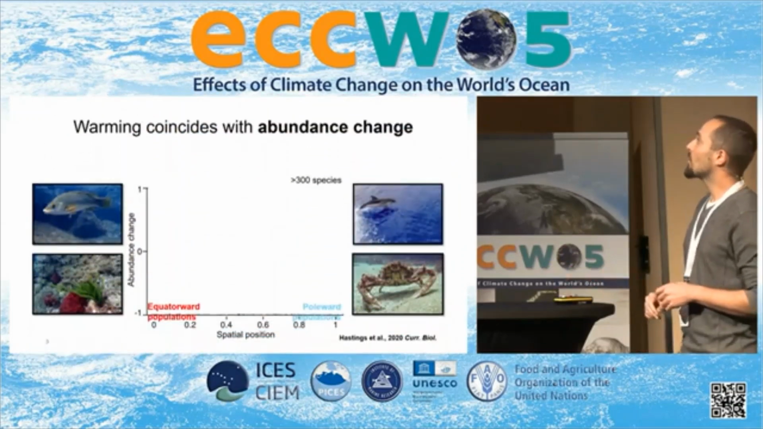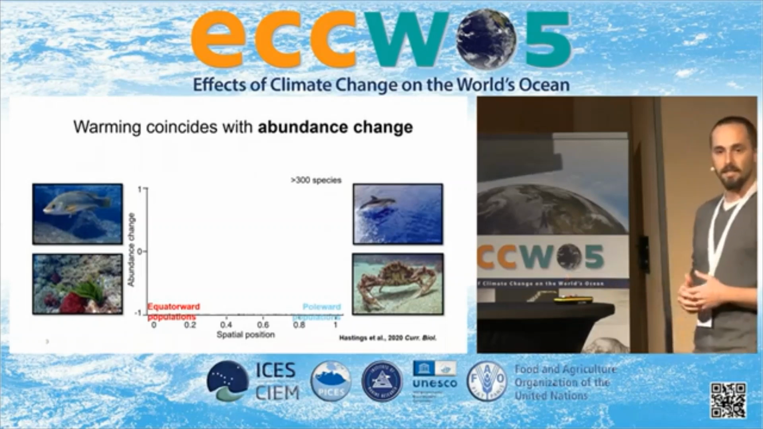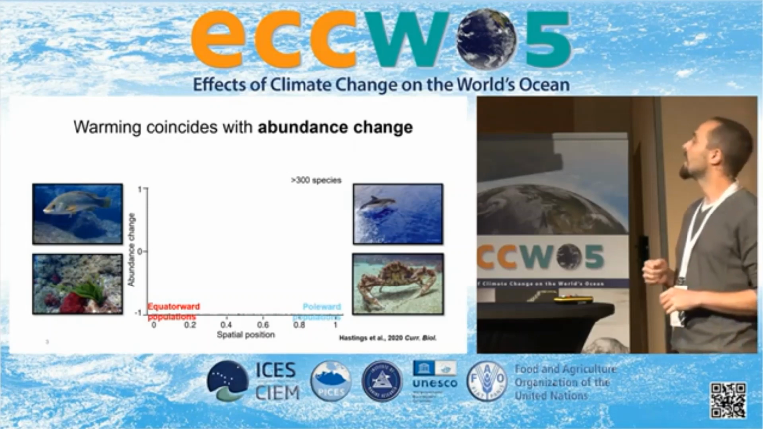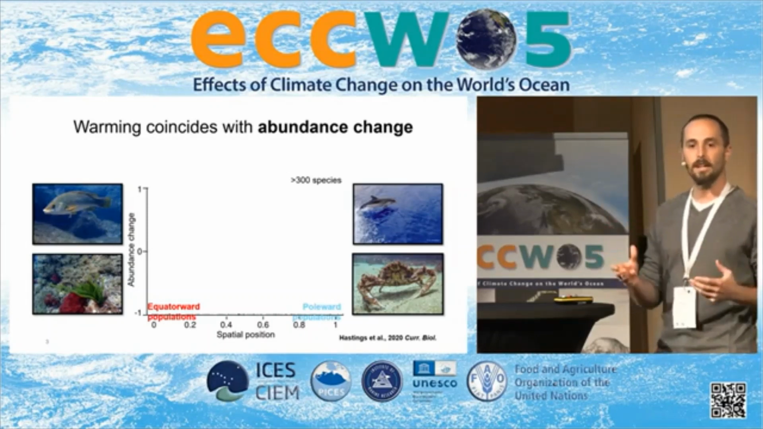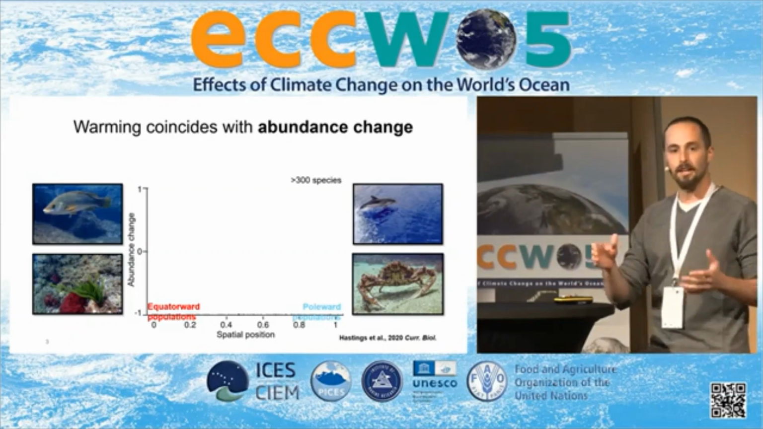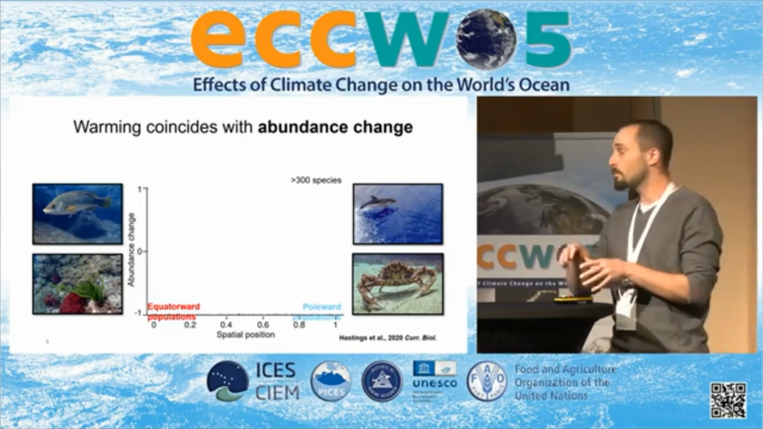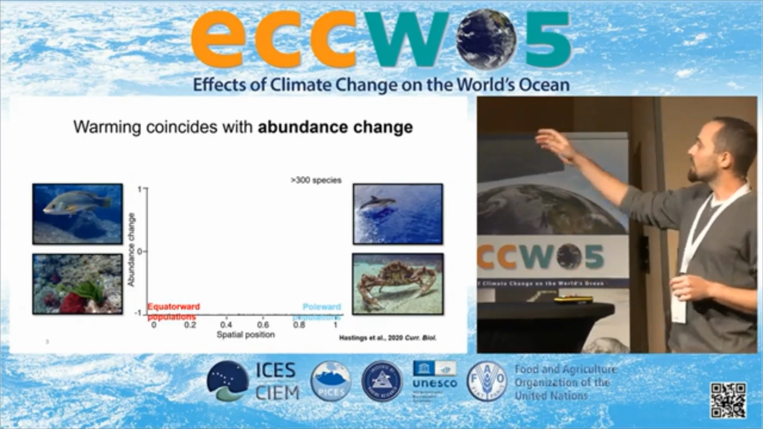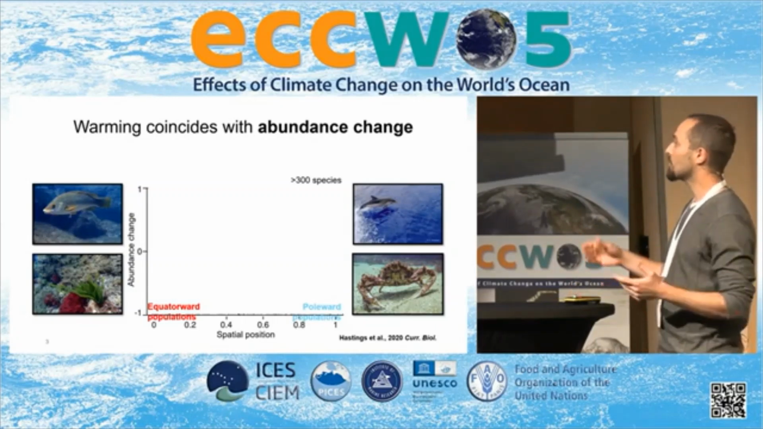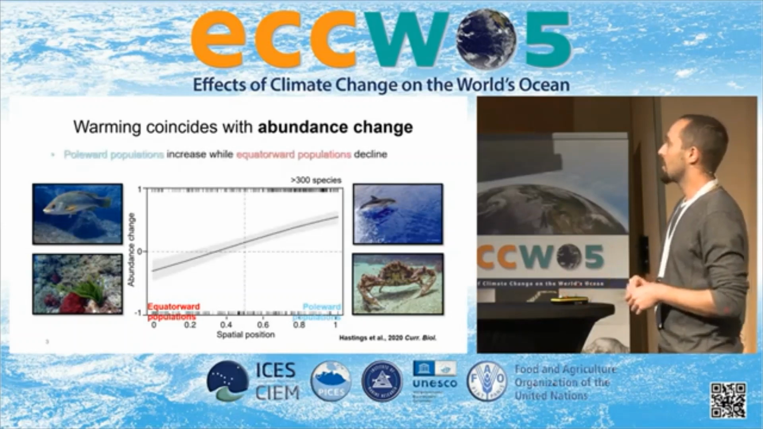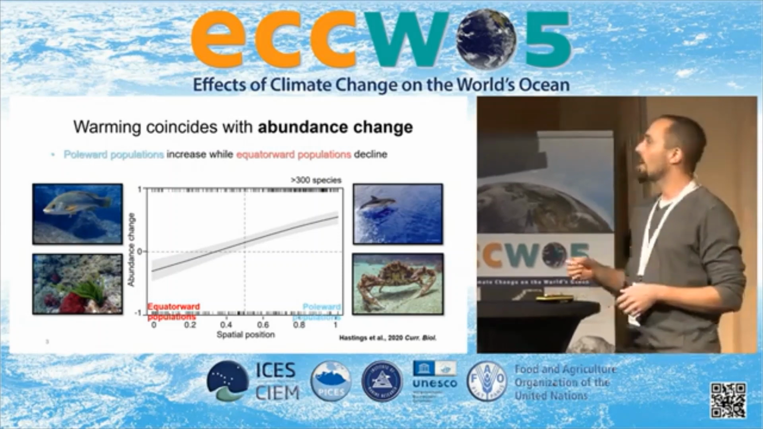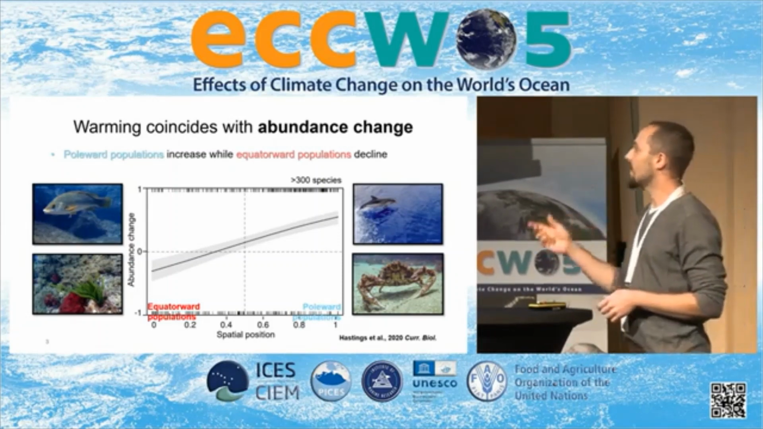We also know that warming coincides with abundance changes. Another interesting study, by Hastings et al., shows the relationship between abundance change and the spatial position of different populations. Values on the x-axis above 0.5 denote forward populations, which are populations facing the forward edge of their range, and values below 0.5 are equatorial populations. What they found in this study across more than 300 different marine taxa is a positive relationship, meaning that forward populations increase in abundance over time, while equatorial populations are actually declining.